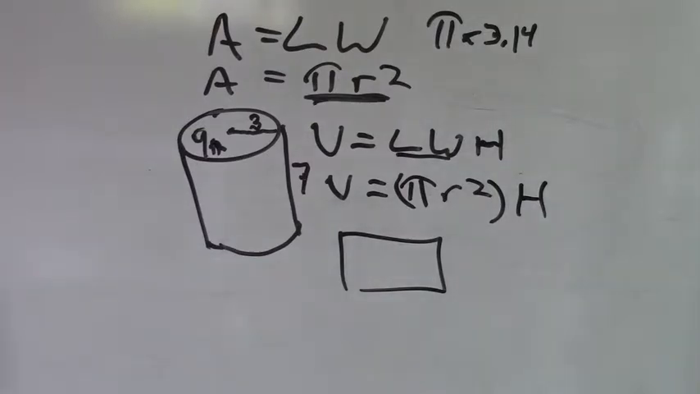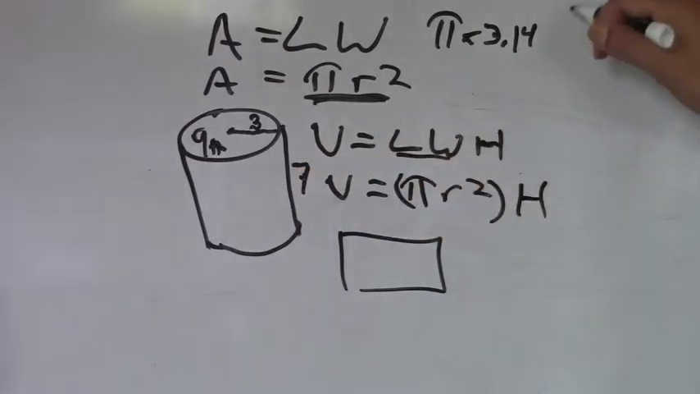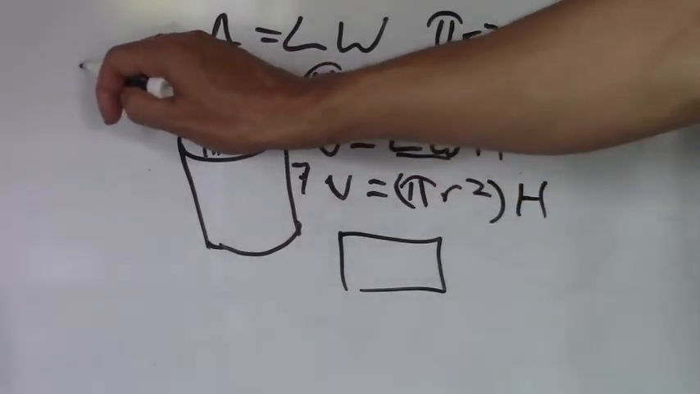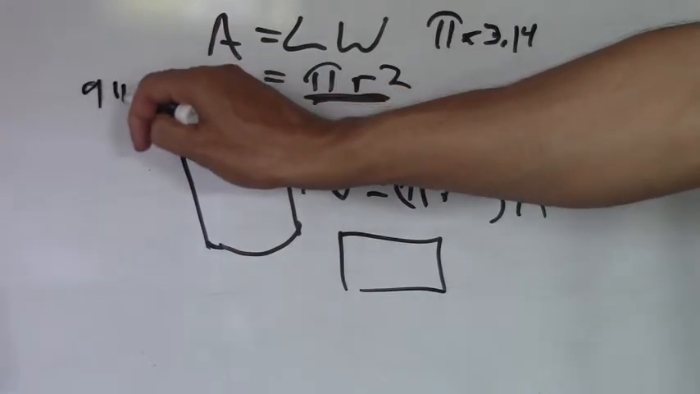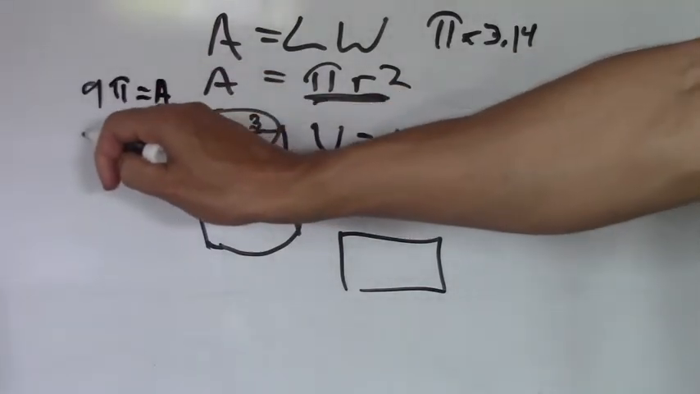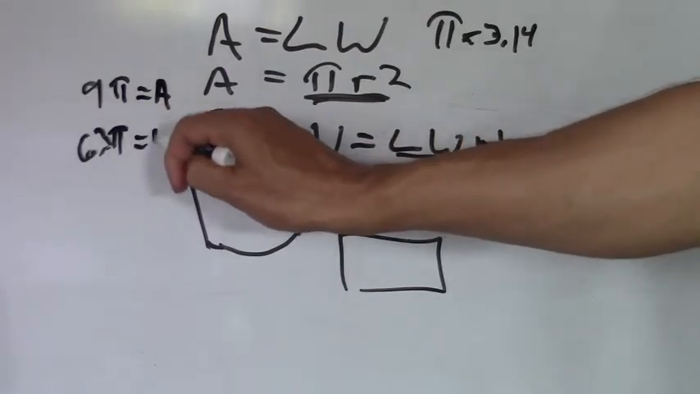9 pi times 7 is 63. You can't just say 63. The volume is, so I'll put it over here. The area of that thing was 9 pi. Yeah. That's the area. The volume of that thing is 63 pi, exactly, is the volume.